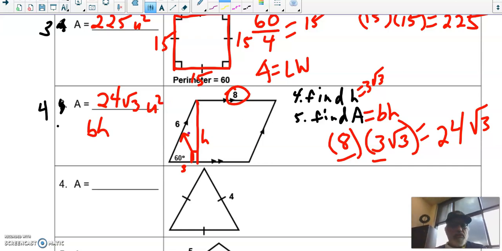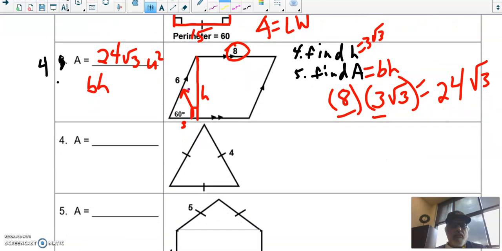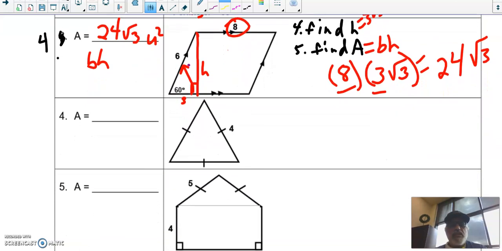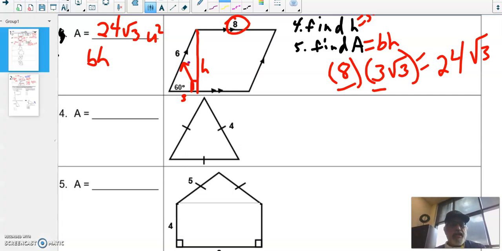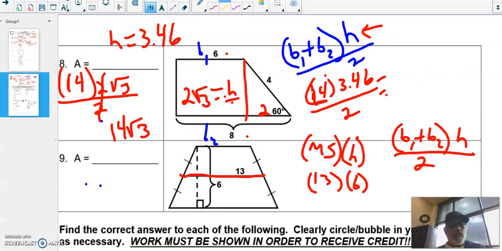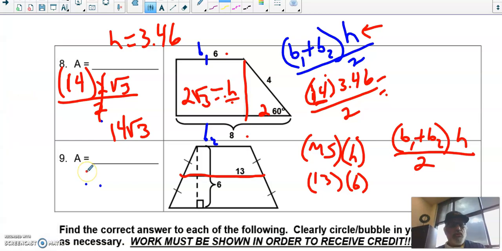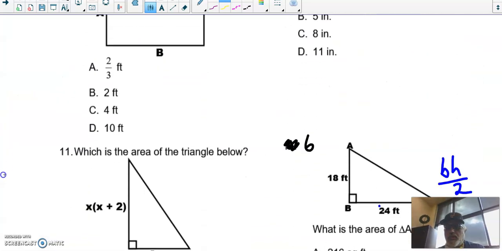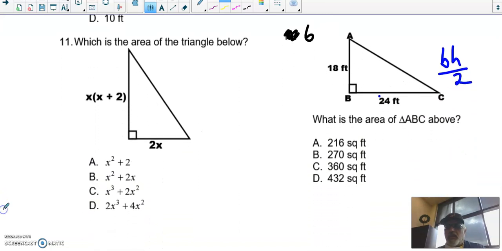Okay, so we did 1 through 5. Now, number 6 is a triangle. So let's go ahead and go to this one, and there it is. Now the area of a triangle is the base times the height divided by 2. This one here is pretty straightforward. The base given is going to be 24. So there's my base. And the height of it is 18.